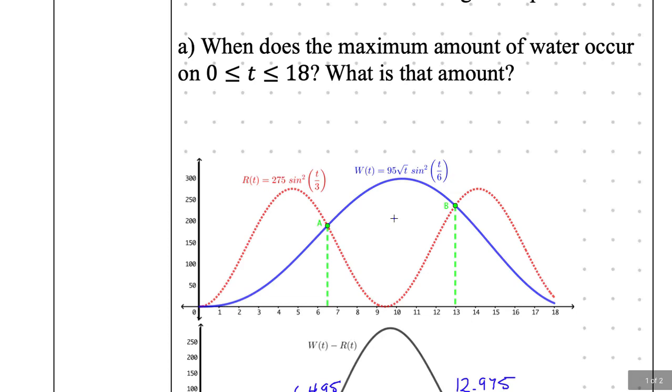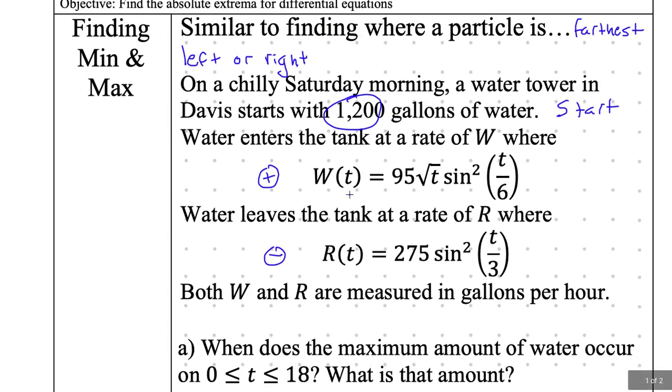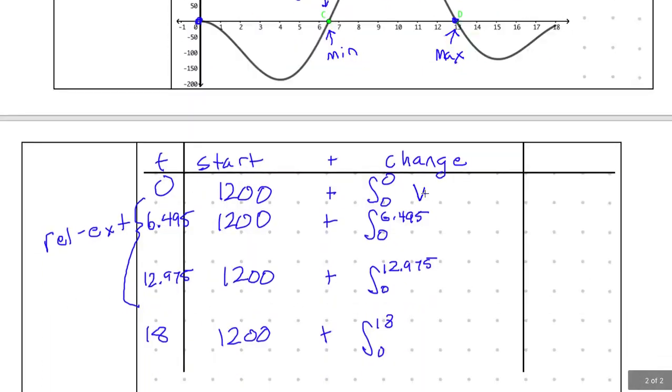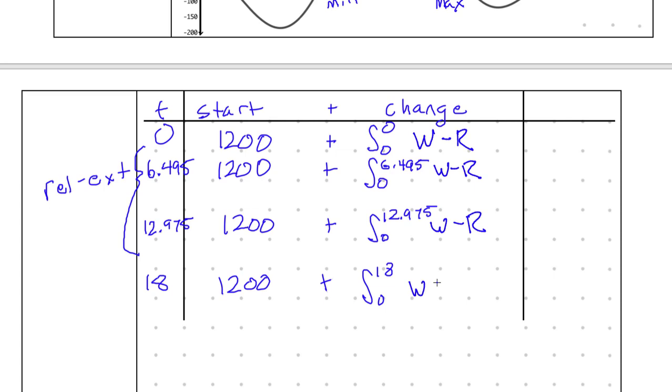Of what? Of this function, capital W minus capital R. I'm just going to abbreviate it: capital W minus capital R, capital W minus capital R, capital W minus capital R, and finally capital W minus capital R. I'm being informal here, so technically I should have W of t minus R of t in parentheses, all of this dt, but I'm not, because it doesn't really matter that I'm being formal. I'm just showing my work, what my thoughts are.